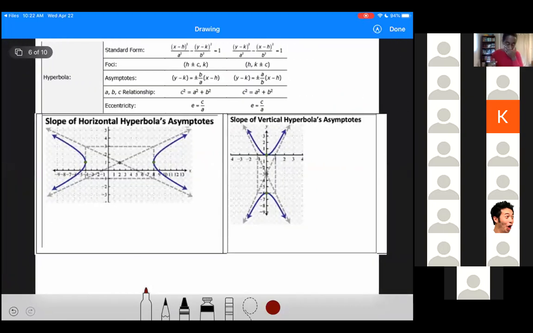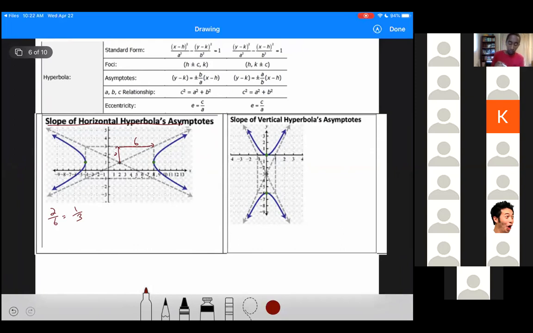So in this case, let's say you're trying to find the slope of this, and you have a graph given to you. This is horizontal. So when you do rise over run, up 2 over 1, 2, 3, 4, 5, 6. So your slope there, rise over run, is 2 over 6, which simplifies to 1 over 3. So the slope of that asymptote is 1 over 3.